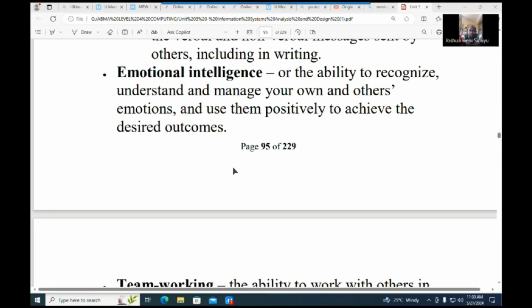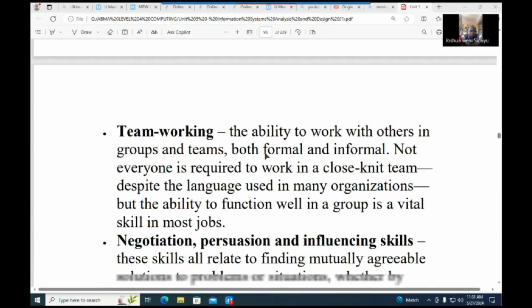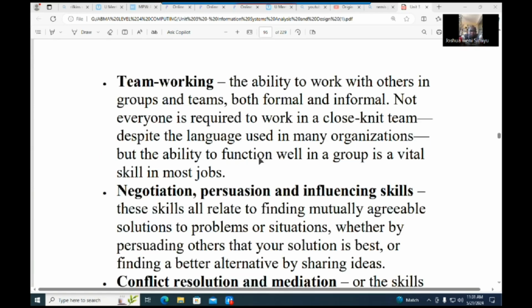We don't take emotions to work. That is one thing. The moment we are at work, we forget that this is a brother, this is a sister, this is a wife, because we are not bringing any attachments and emotions to work. Work needs to remain work. So you should be able to manage your own emotions as well as the emotions of others, and use them positively to achieve good results.